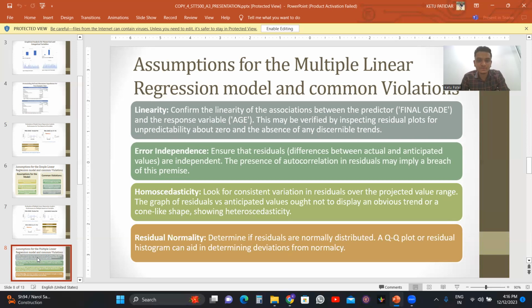The graph of residuals versus anticipated values ought not to display an obvious trend or a cone-like shape, showing heteroscedasticity. Residual normality: determine if residuals are normally distributed. A QQ plot or residual histogram can aid in determining a deviation from normalcy.